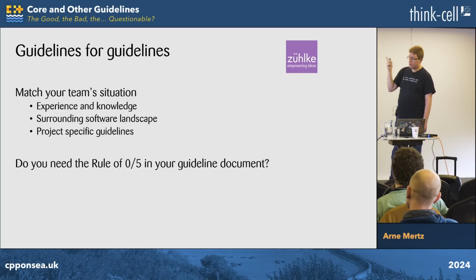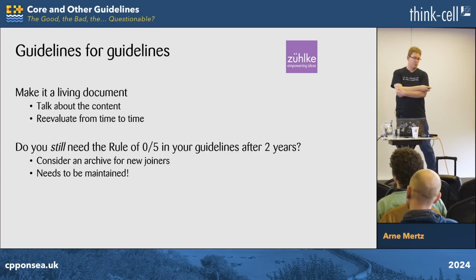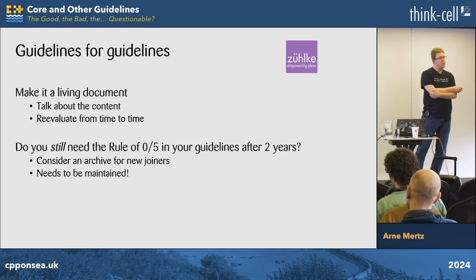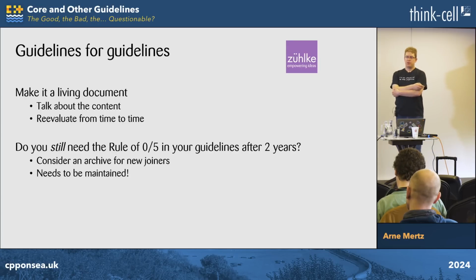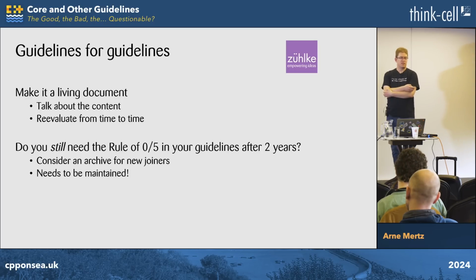So maybe you need the rule of 0 and 5 in your guidelines document. Maybe in 2 years you don't. So your guidelines document should not be something that you write now and that is the same document in 20 years. The language evolves, your team evolves, the knowledge evolves, your software surroundings change, everything changes. So from time to time, have a look, does this still apply?